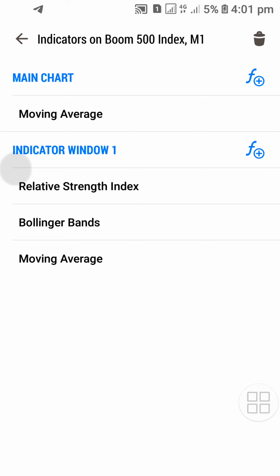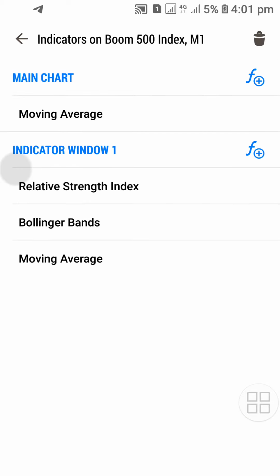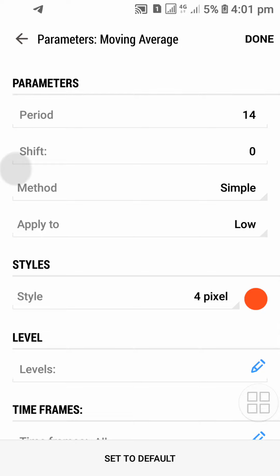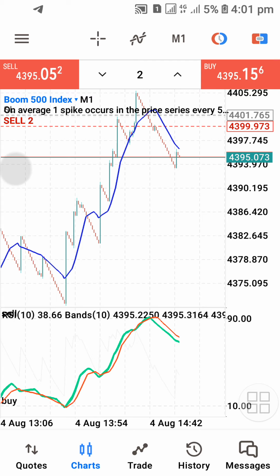The next indicator we are using goes directly to indicator window one. It's called the Bollinger Bands. These are the settings we are using on the Bollinger Bands. The next is the moving average, which also goes directly to indicator window one. These are the settings we are using here too. Please take note of all this information and follow what I have shown you in this video. Trust me, always follow it.